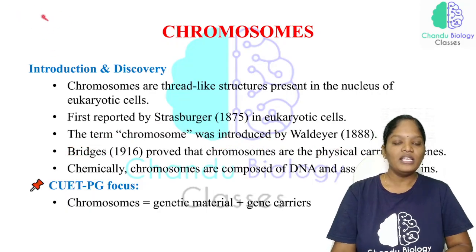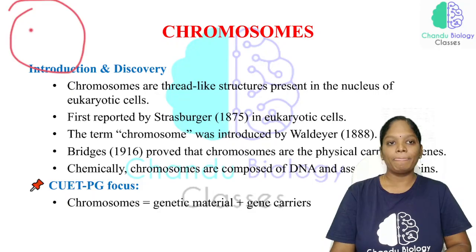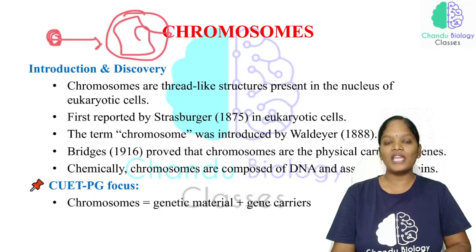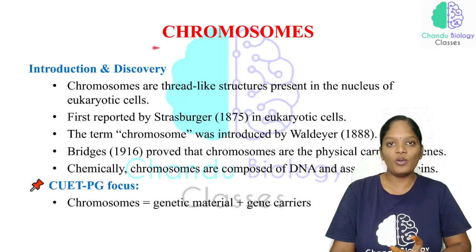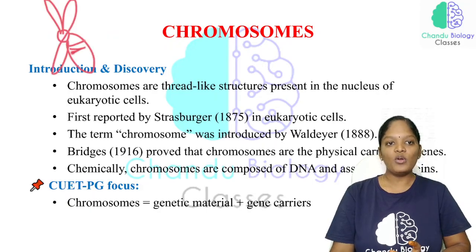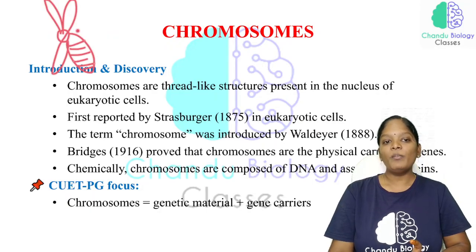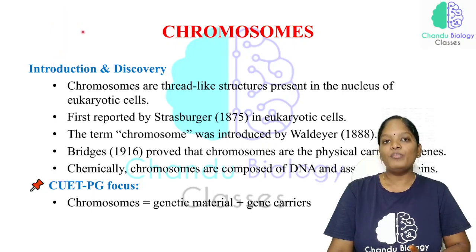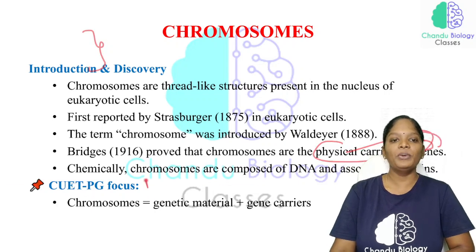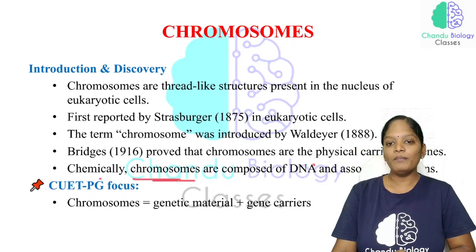See here, we have studied the nucleus. This is a cell. Inside the cell we have a nucleus. Inside the nucleus we have nucleoplasm where we can see the chromatin. So this is what a chromosome is. Inside the chromosome we have genes. So Bridges is the scientist who proved that chromosomes are the carriers of genes. This is an important thing. Now, chemically, chromosomes are composed of DNA and associated proteins.